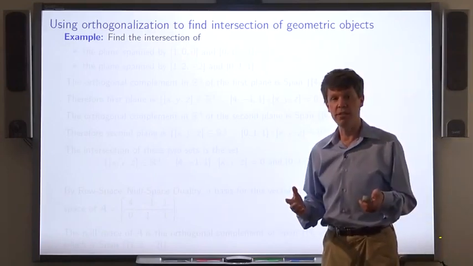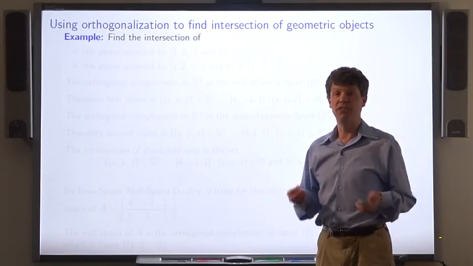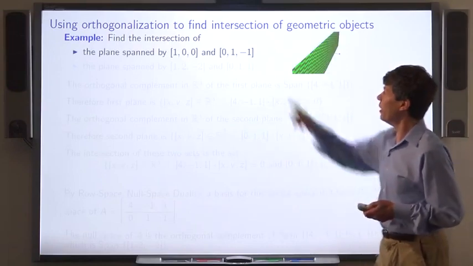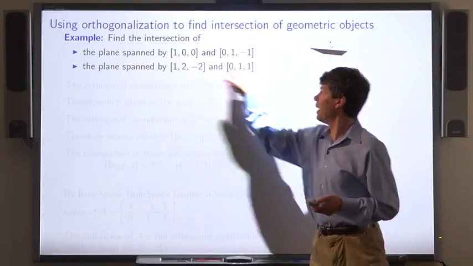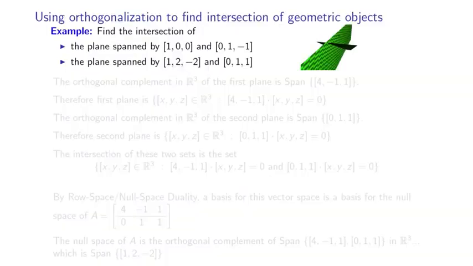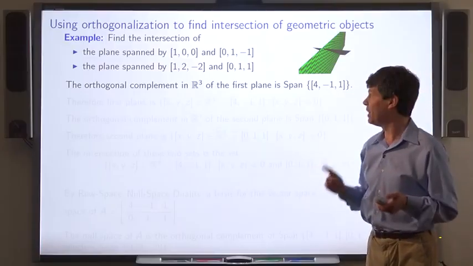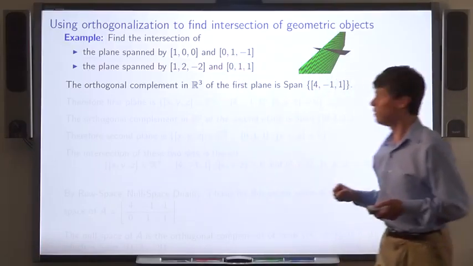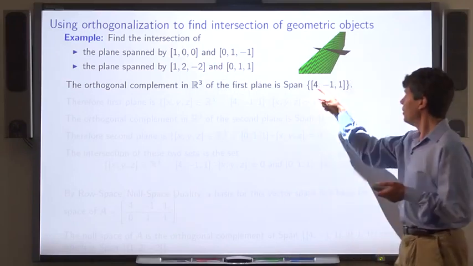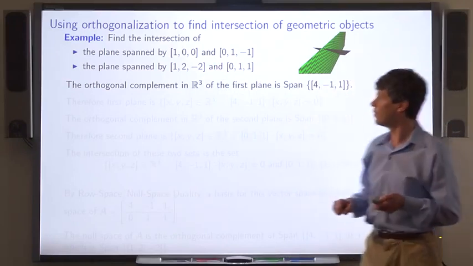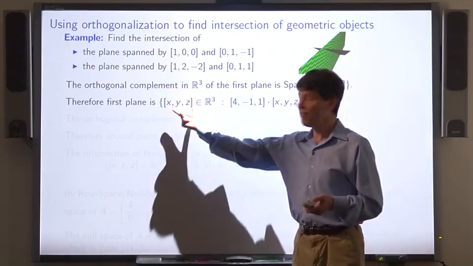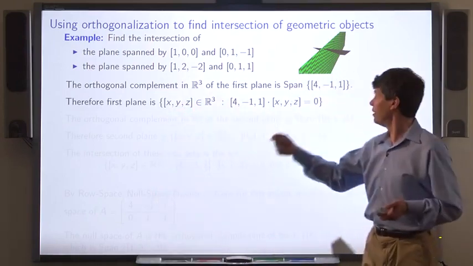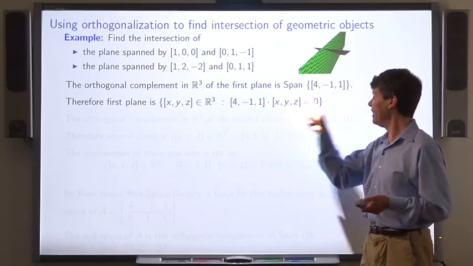Let's use these ideas to find the intersection of two planes. We take this plane, the plane spanned by these two vectors, and this plane, the plane spanned by these two vectors, and we want to compute the intersection. Well, the orthogonal complement in R3 of this first plane is the span of this vector. That shows that the first plane equals the set of x, y, z, such that this vector dotted with x, y, z is 0.